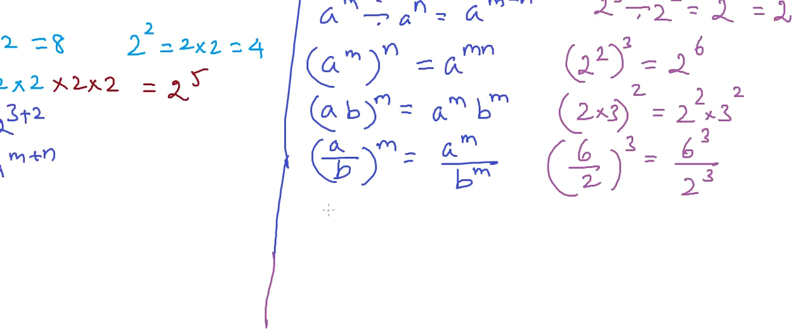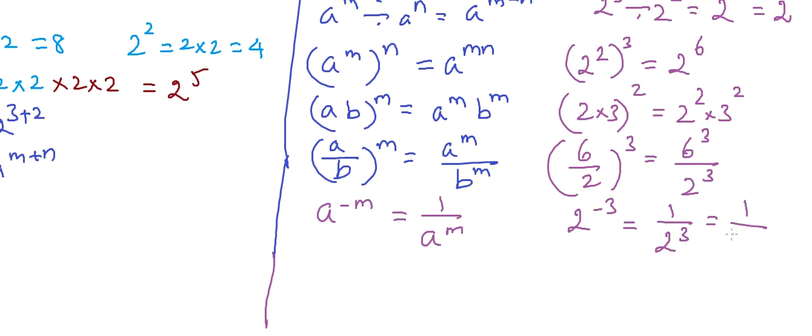And a power minus m can be written as 1 by a power m. So for example 2 power minus 3. Remember, 2 power minus 3 is not a negative number. 2 power minus 3 is 1 by 2 power 3. 2 power 3 is 2 into 2 into 2, 8. So 1 by 2 cube is 1 by 8, which is a positive number, not a negative number. So only the exponent is negative.